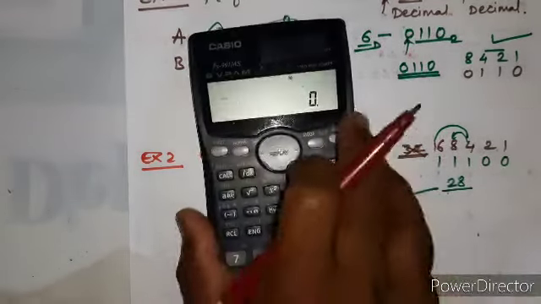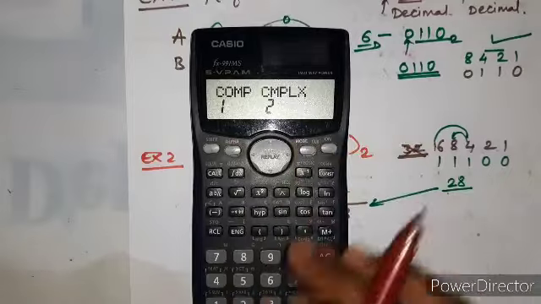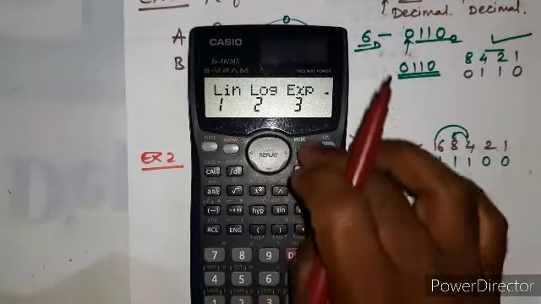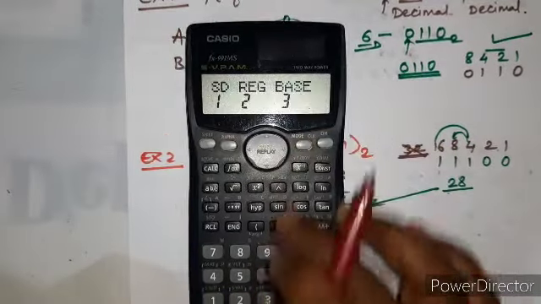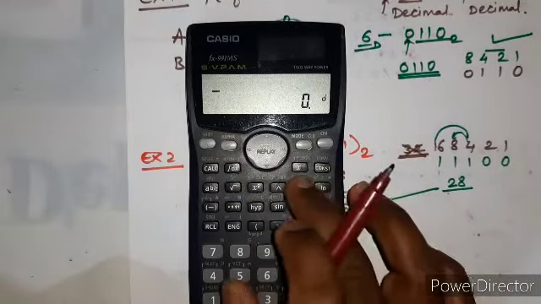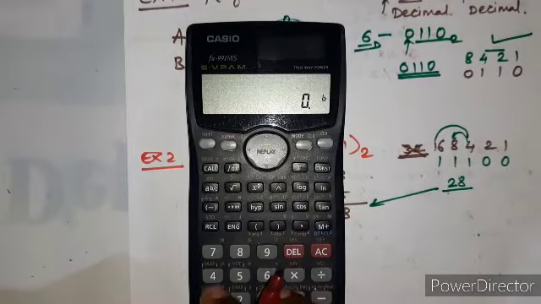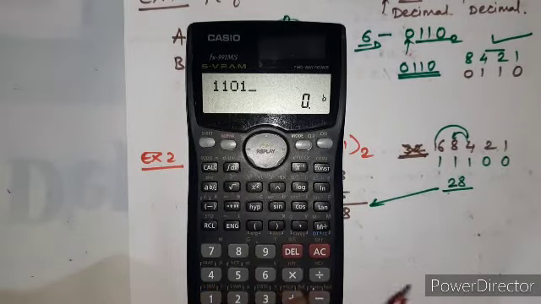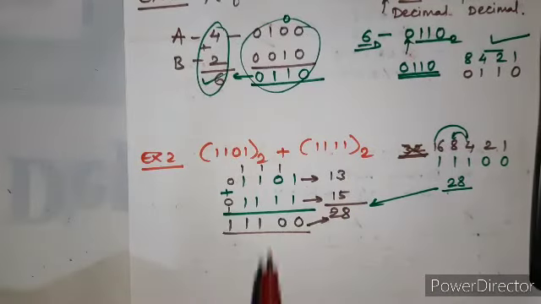Okay, again we can try to verify this with the help of a calculator. So this is 1101 plus 1111, so we get 11100, right? Absolutely correct.